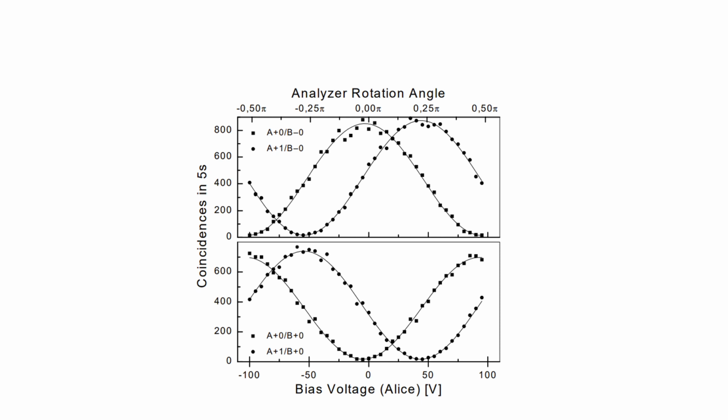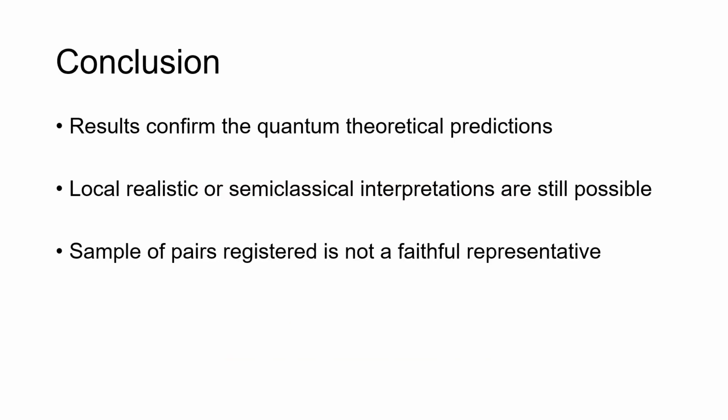So this is the result of the experiment, and it shows that the quantum theoretical predictions are confirmed. However, unlikely, local realistic or semi-classical interpretations are still possible, but we would have to assume that the sample of pairs registered is not a faithful representative of the whole ensemble emitted.